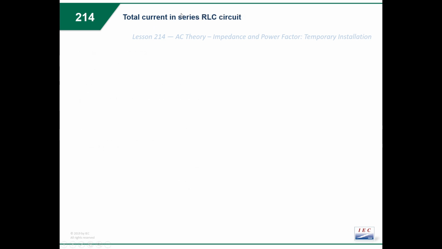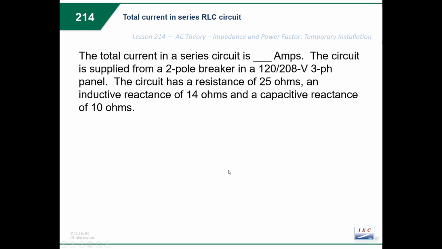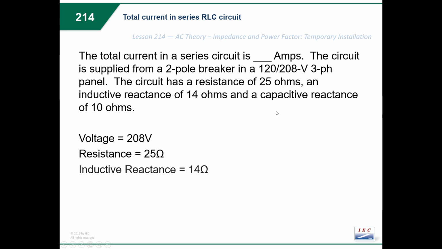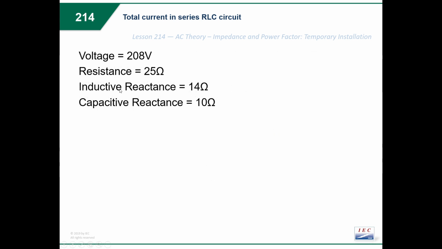So moving on, this one I think is going to be a little easier, but similar. We have now total current in a series circuit as opposed to the parallel one we just looked at. So total current in a series circuit is blank amps. The circuit is supplied from the 208 volt panel, 25 ohms, 14 ohms inductive, and 10 ohms capacitive once again. So same exact values, we're using them in a different circuit. So again, let's table those values for later. We're going to need them.